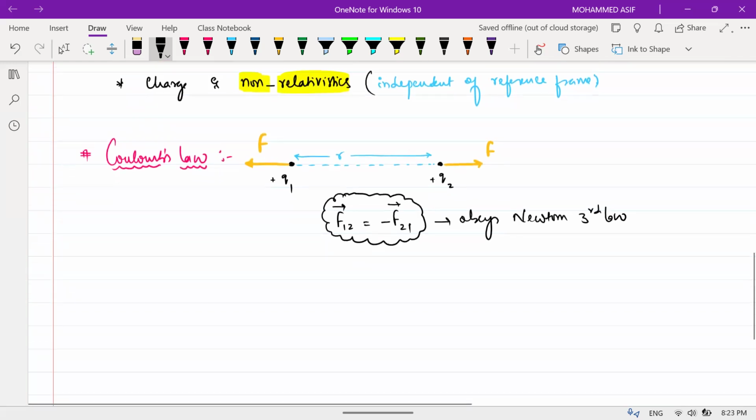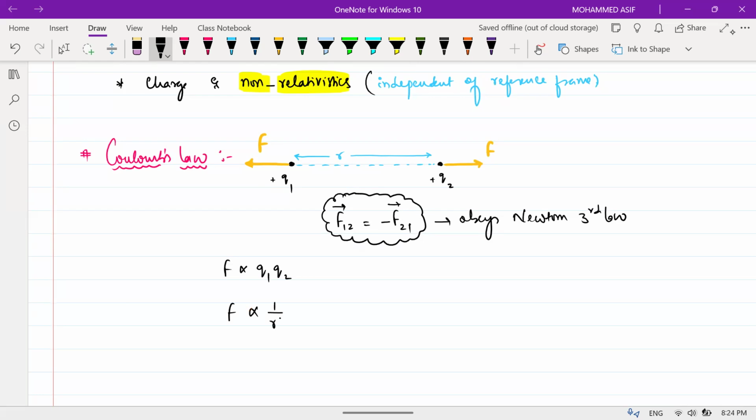Now tell me what do you mean by Coulomb's law? It is the force of attraction, directly proportional to the product of their charges, and it is inversely proportional to the square of the distance between them. If I combine these two, we get that F is proportional to Q1 Q2 divided by R square. If I remove the proportionality, we get a constant. That is F is equal to K into Q1 Q2 divided by R square. This is your formula. Am I clear?